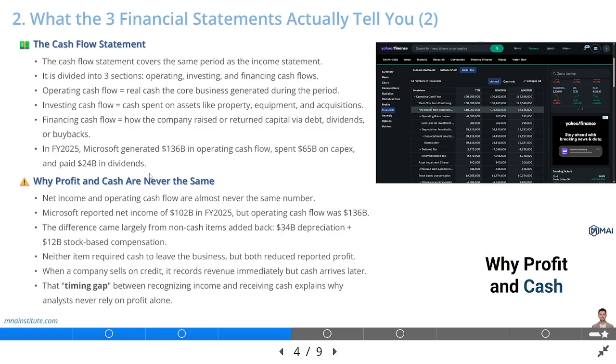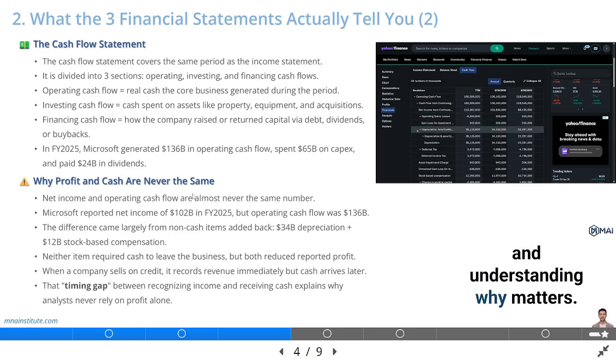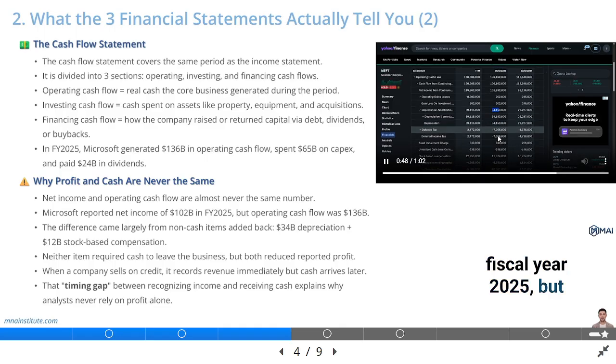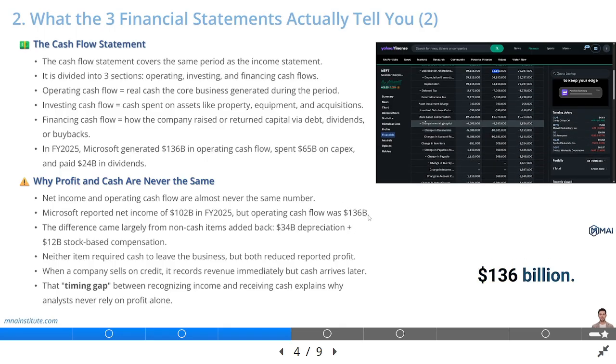Why profit and cash are never the same. Net income and operating cash flow are almost never the same number, and understanding why matters. Microsoft reported net income of $102 billion in fiscal year 2025, but operating cash flow was $136 billion.